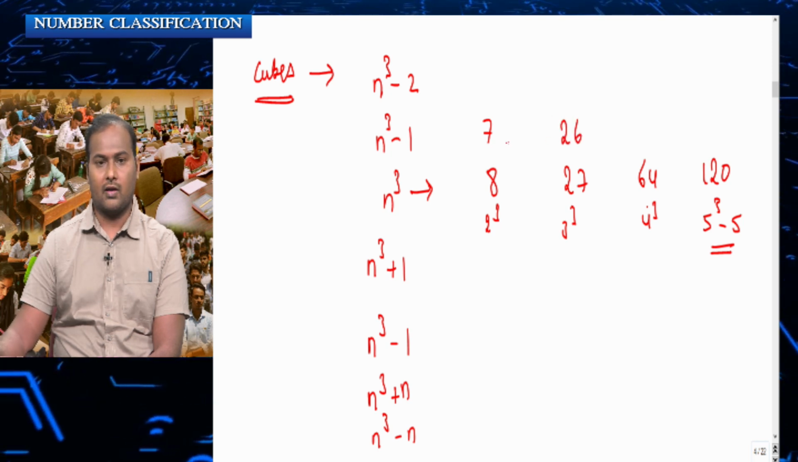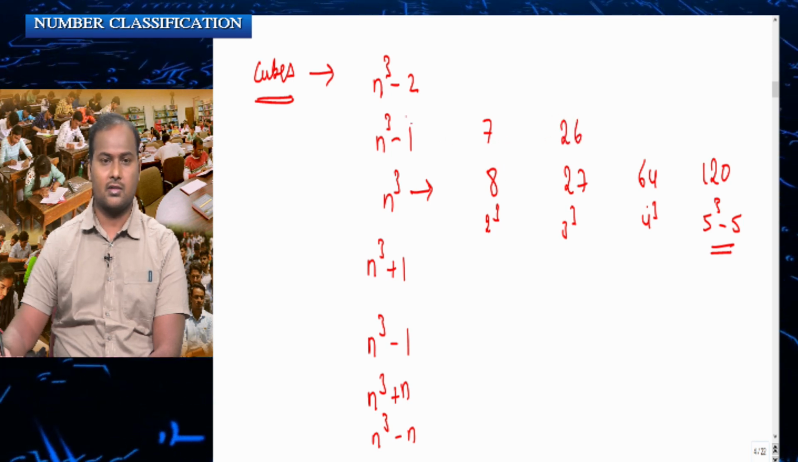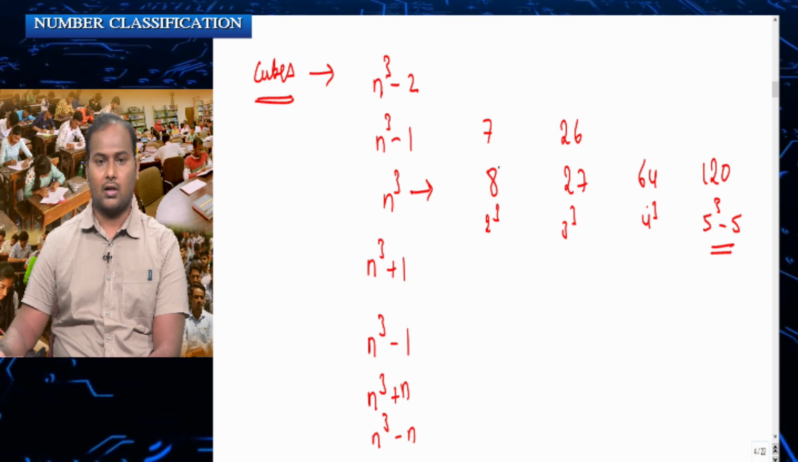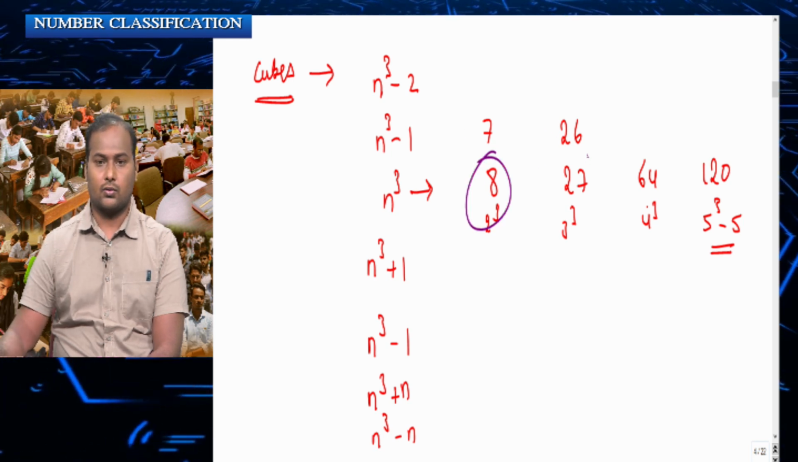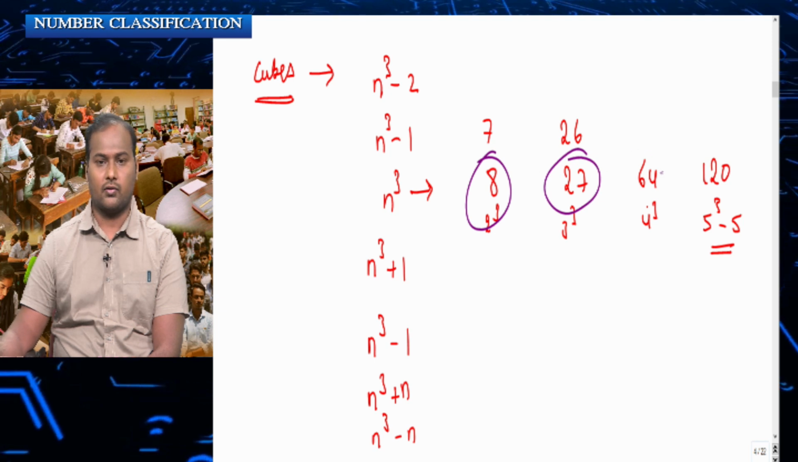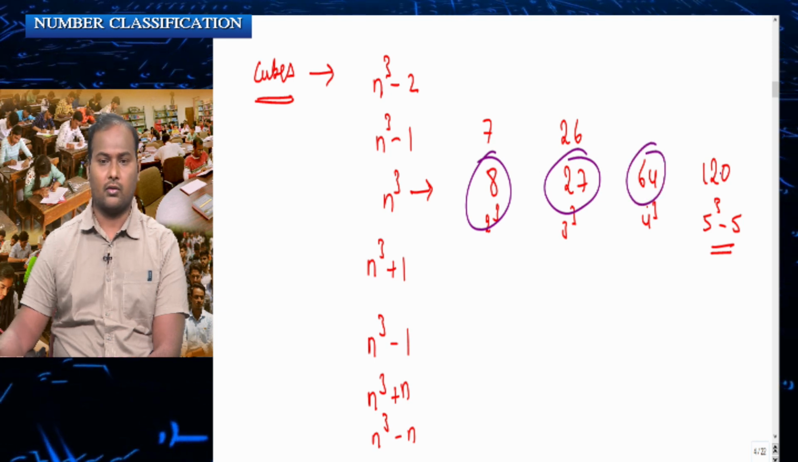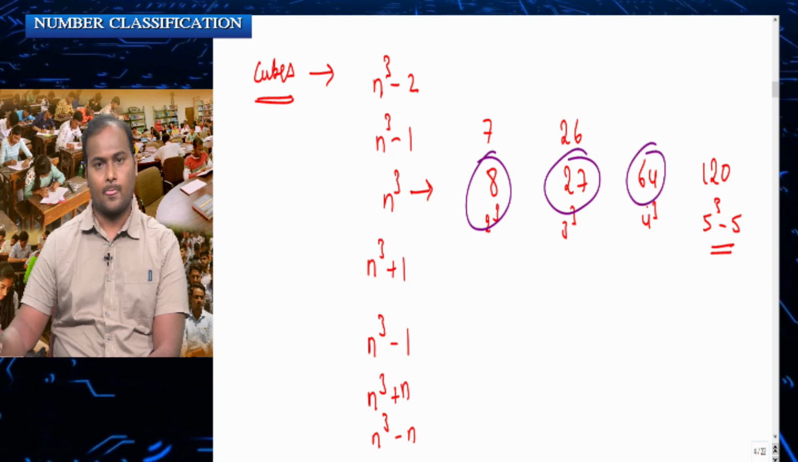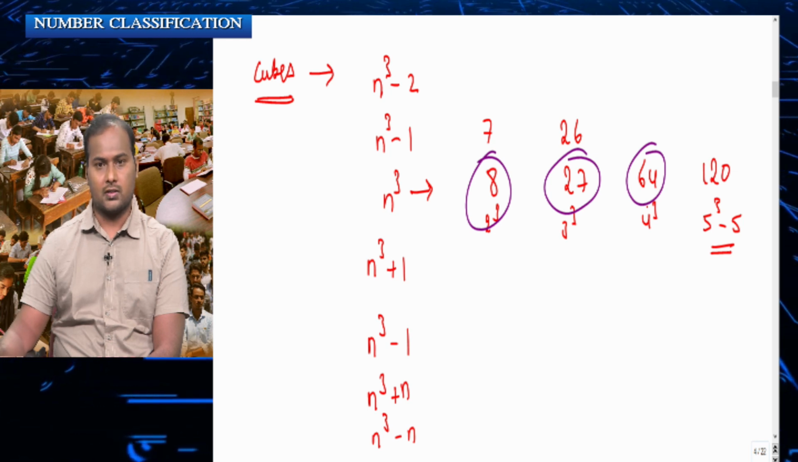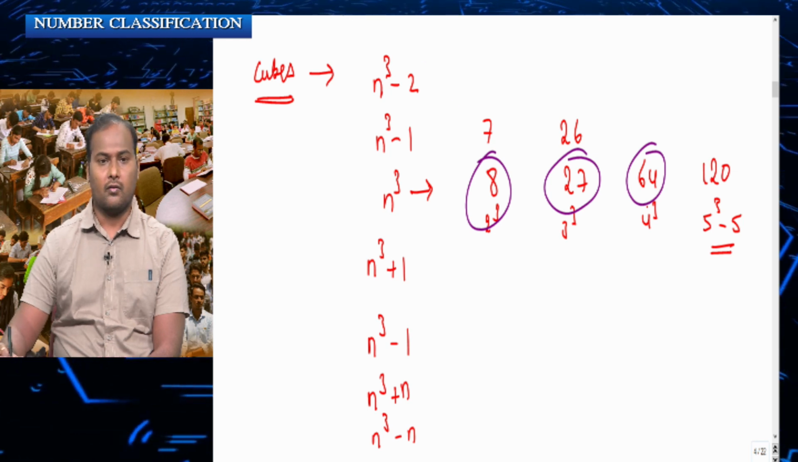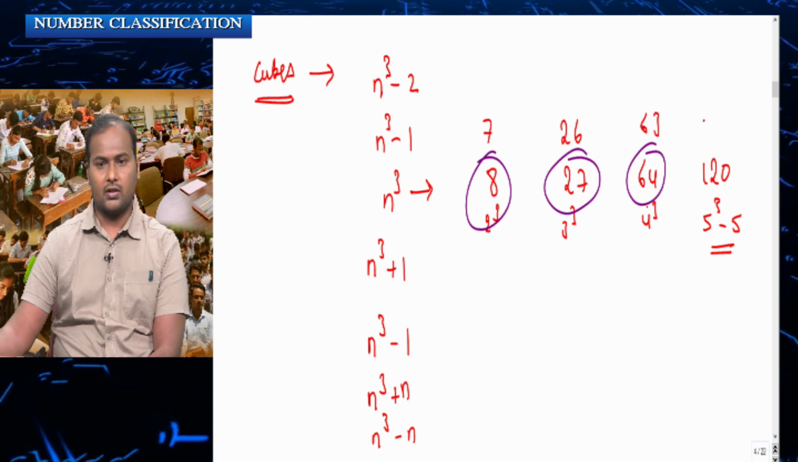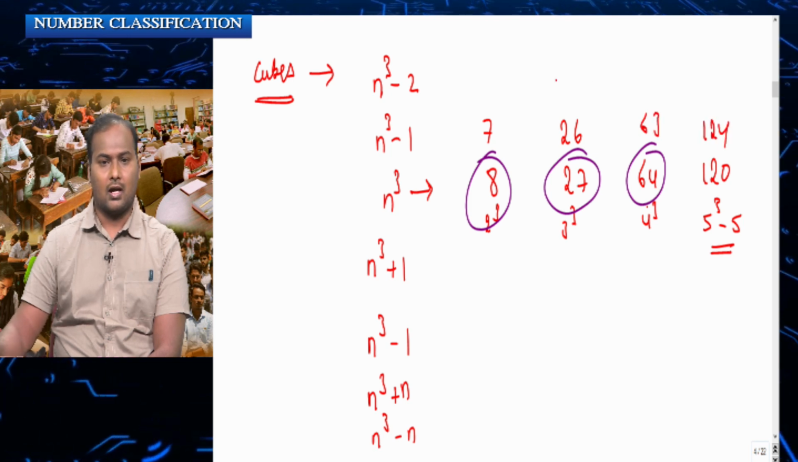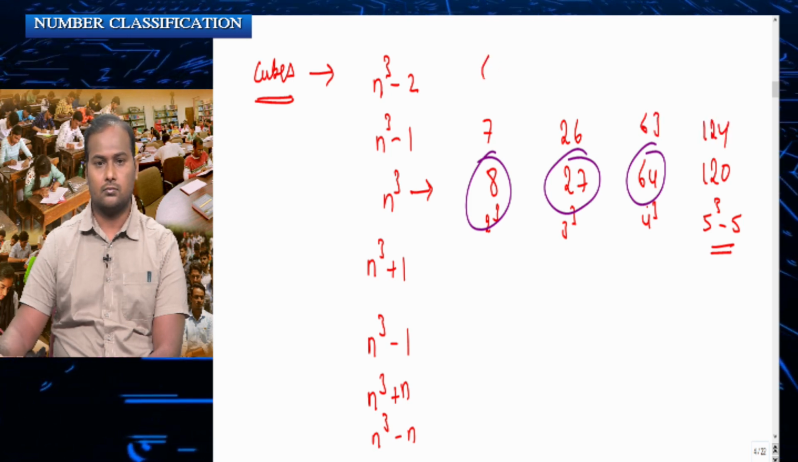The moment you see values near to this range, what is important in the exam is that you have to understand the values 8 and the values near to that, values near 27, near 64, near 125, 216, like that. If you understand carefully, the moment you see the range of numbers, you can easily understand it. It's not a big deal.